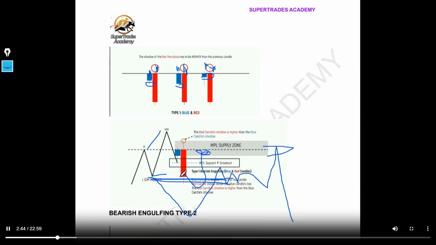There must be another Marubozu here breaking this support zone. If the market starts consolidating like this, you don't have to sell. There must be a rapid drop, another Marubozu here, in order to start selling from this zone. So here we're having bearish engulfing.